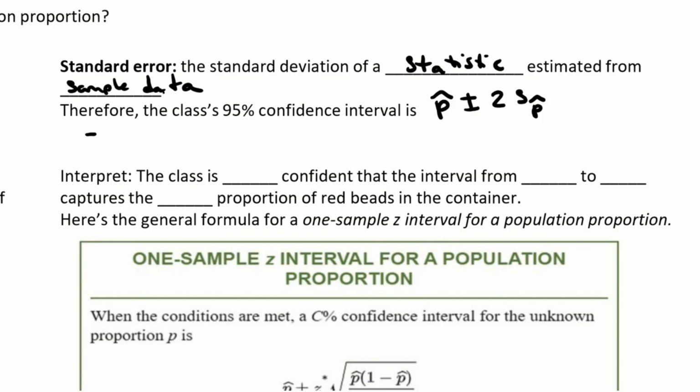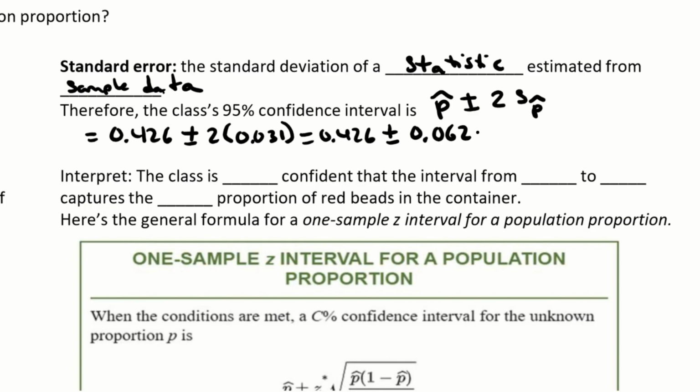So we get 0.426 was the p hat plus or minus 2 times the standard error, which we calculated earlier in the previous thing. We get 0.426 plus or minus the margin of error, which is 0.062. And then if I subtract 0.062 from 0.426, I get 0.364. If I add them together, I get 0.488. And that's my 95% confidence interval.